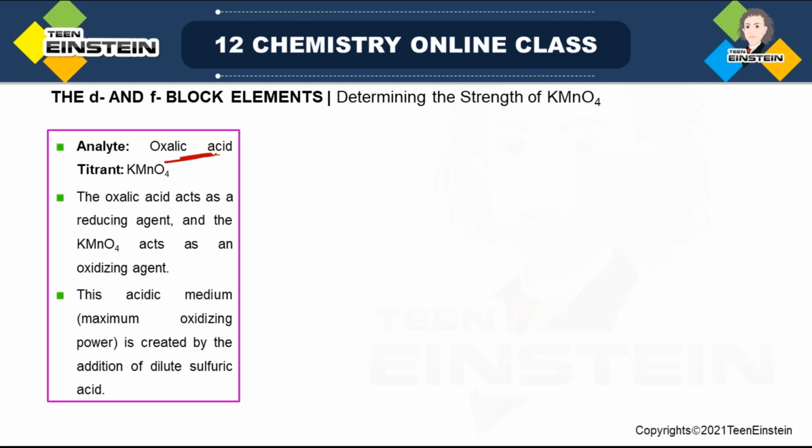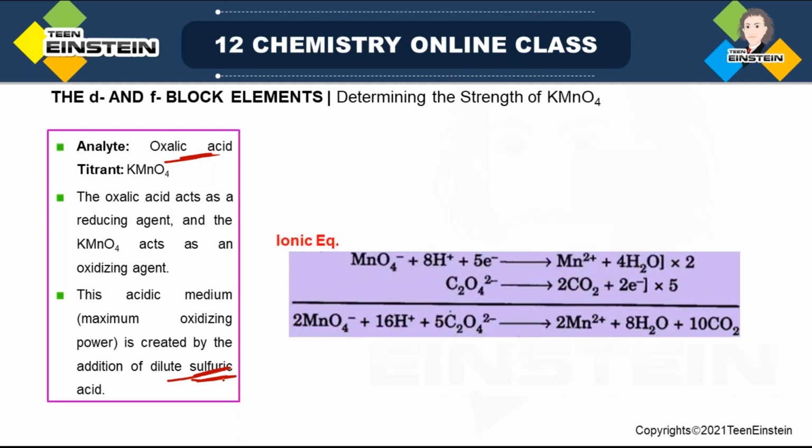Here we will again use acidic medium because this is the medium where it shows maximum oxidizing property, and the acidic condition we will create by using dilute sulfuric acid. So these are two half equations, and you can use the same method that we have done in the previous slide. See, this equation is the same equation that we have already written, but now the other system is different. It is the oxalate ion which is converted to CO2, with 2 electrons involved. Here 5 electrons are involved.